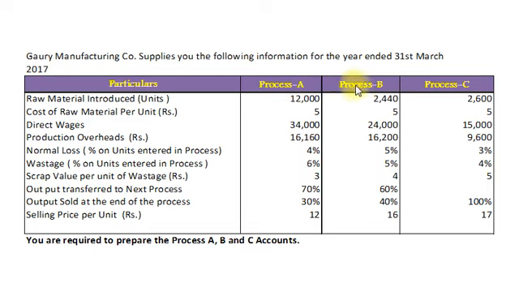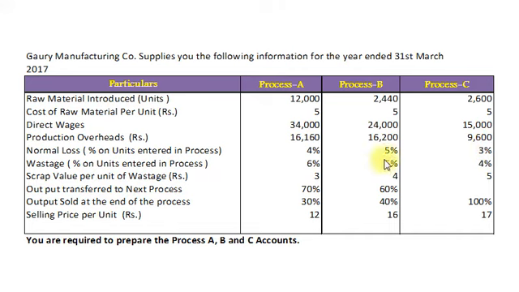Process A, Process B and Process C. Raw materials introduced: Process A 12,000 units, Process B 2,440 units and Process C 2,600 units. Cost of raw materials per unit rupees 5 in all three processes. Direct wages 34,000 in process A, 24,000 in process B and 15,000 in process C. Production overhead 16,160 rupees in process A, 16,200 rupees in process B and 9,600 rupees in process C.